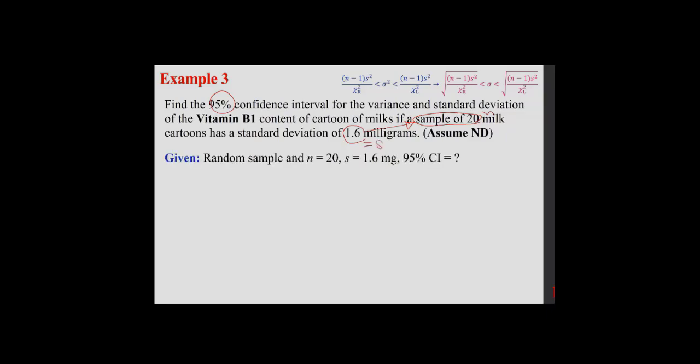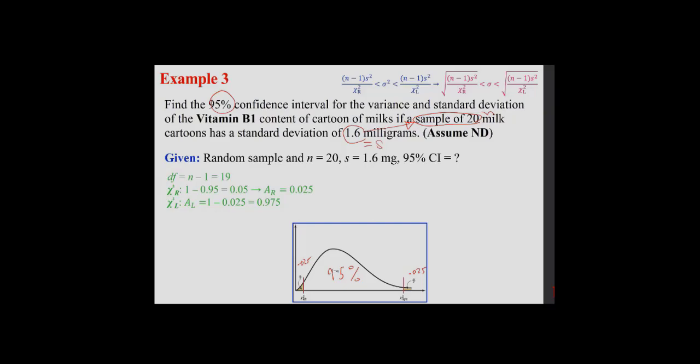Finding chi-squared values. We want a 95% confidence interval. That means 5% divided by 2 for each tail. So this is 0.025, and this is 0.025. All right, so here's the given. Degrees of freedom is n minus 1, which is 19. We should be able to come up with chi-squared of the right and chi-squared of the left. So for chi-squared of the right, it is 0.05 divided by 2, so the area to the right is 0.025. For chi-squared of the left, it is 1 minus 0.025. So those are the values that we have, and therefore we can read them from the table.